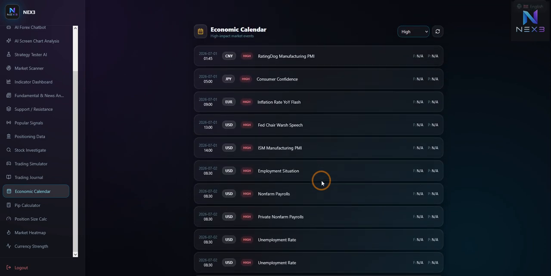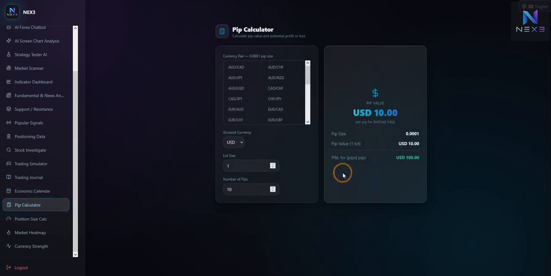Pip Calculator. Our Pip Calculator eliminates the math anxiety when setting trade sizes. Just select your currency pair, the trade lot size, and your entry/exit prices, and it instantly calculates the exact pip value. It also projects your total profit or loss in your base currency, so you know exactly how much money is on the line for every single pip movement.